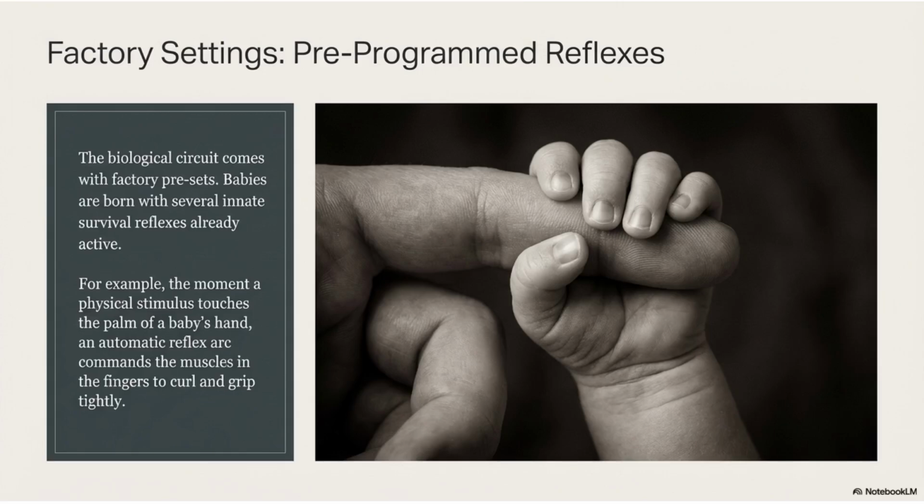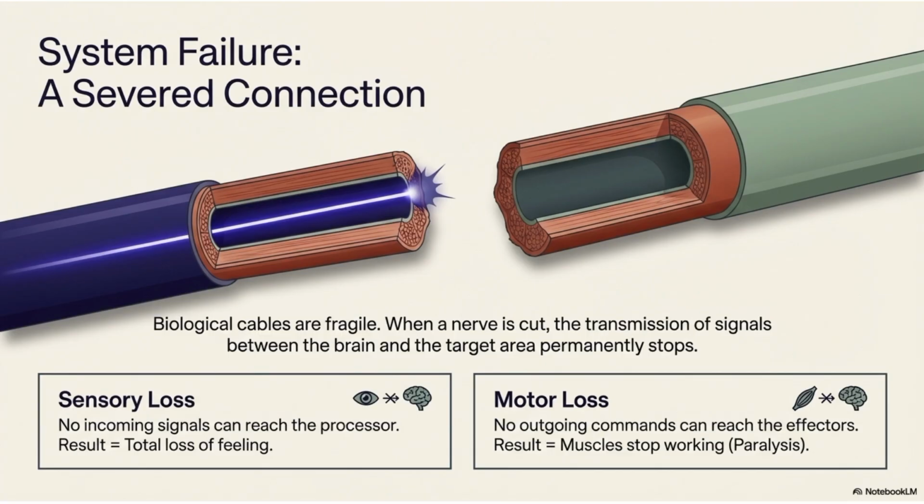So we have factory pre-programmed reflexes. The biological circuit comes with factory presets. Whenever you touch a baby's palm, they quickly close their hand. This is a reflex action in babies.